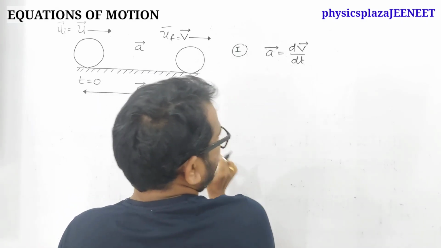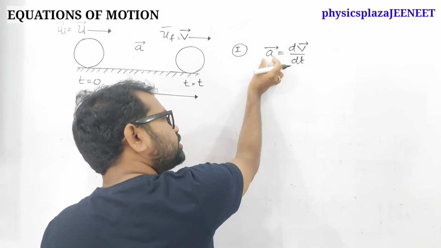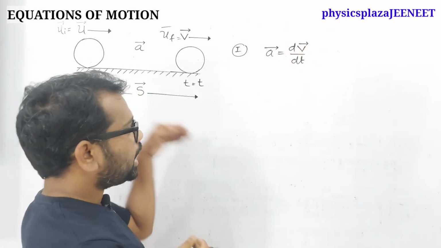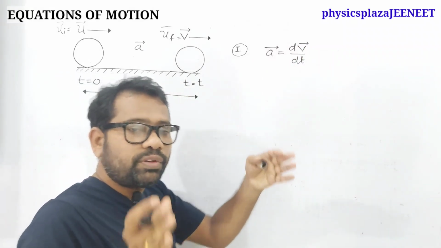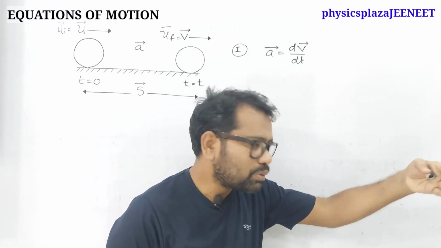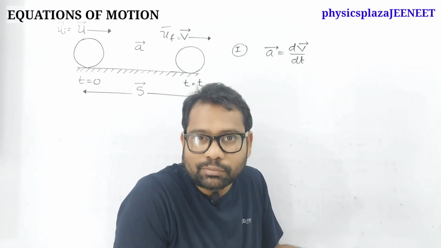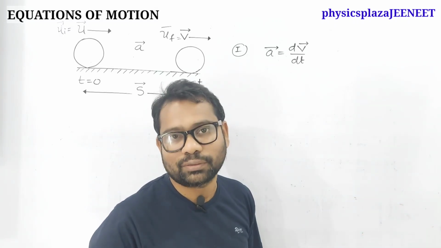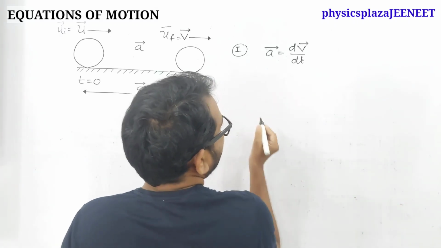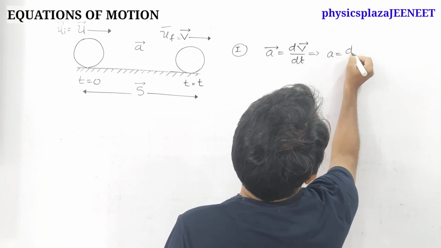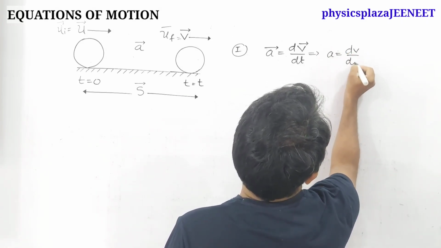So get this, children. Acceleration is a vector quantity, and so is velocity. As it is a one-dimensional motion, we will be mainly talking about the magnitude. Why? As it is a one-dimensional motion, there is no change in the direction of motion, so there is no point in talking about the direction. So simply we can write a is equal to dv by dt. We are just taking its magnitude.